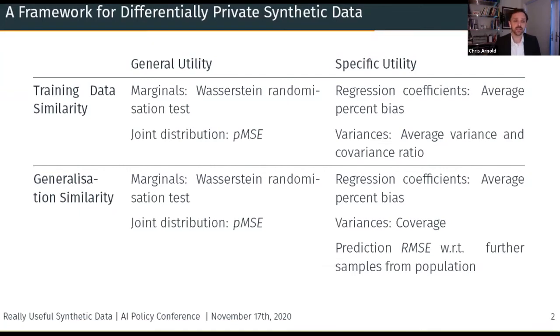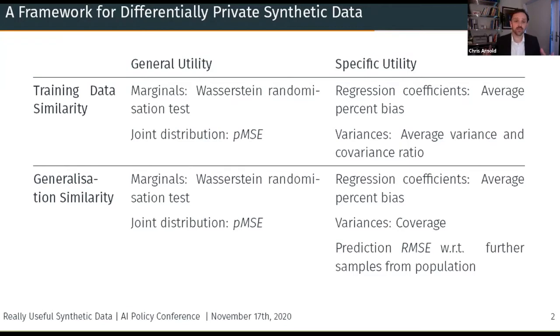It's basically a distinction between training data similarity and generalization similarity on the one hand. So how similar is your synthetic data to the training data? Or how similar is your synthetic data to a population out there that you don't know? So this is like, for example, in election forecasting, where you just have one sample of the data and you want to find out what the population actually thinks. And you can then measure utility in two ways: specific utility, that means analyzing data, doing predictions, or general utility, this is your overall distributions of your data.